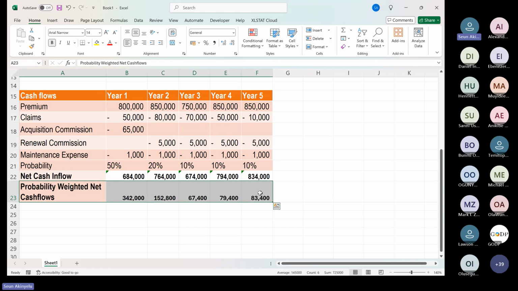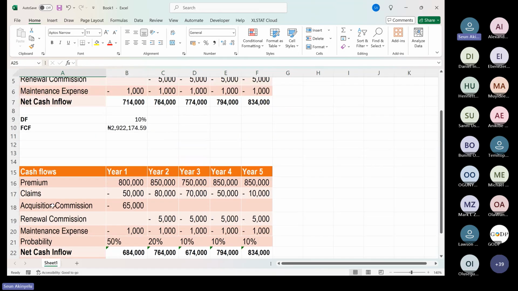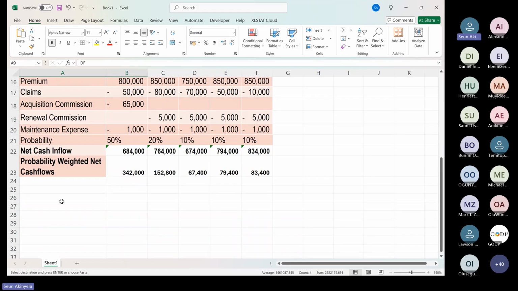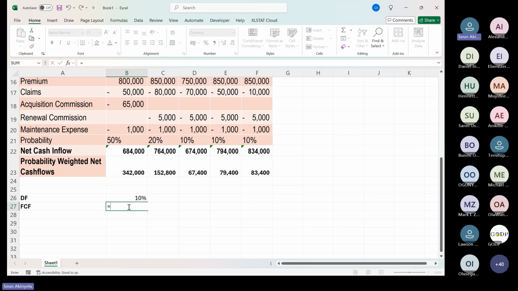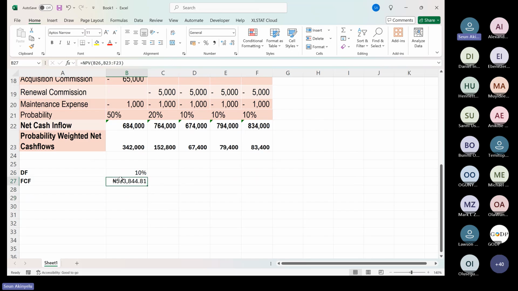Then the next thing is for us to calculate the discounted cash flow, so I'm just going to bring in the same 10%. The fulfillment cash flow is the NPV at that 10% of all the probability weighted cash flows that will come in or go out. So in this case, the fulfillment cash flow is 593,844.81.